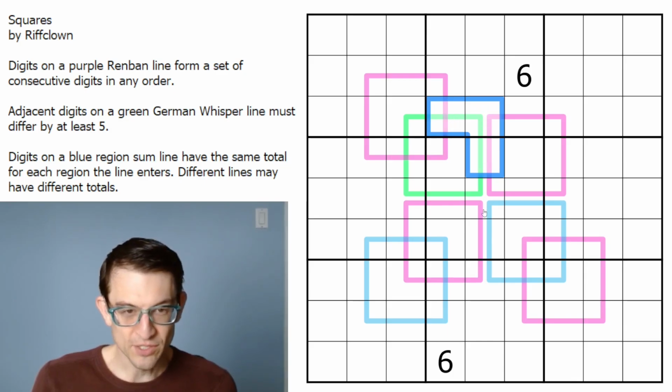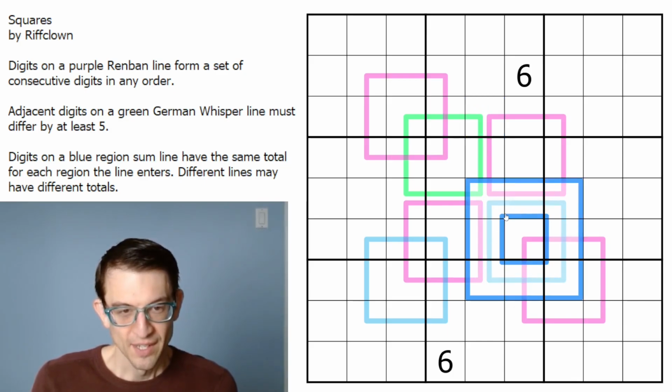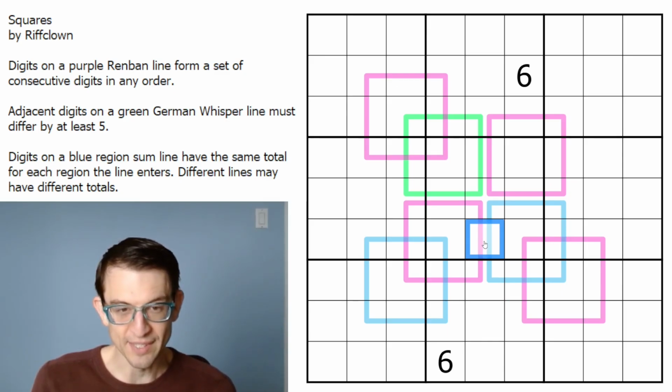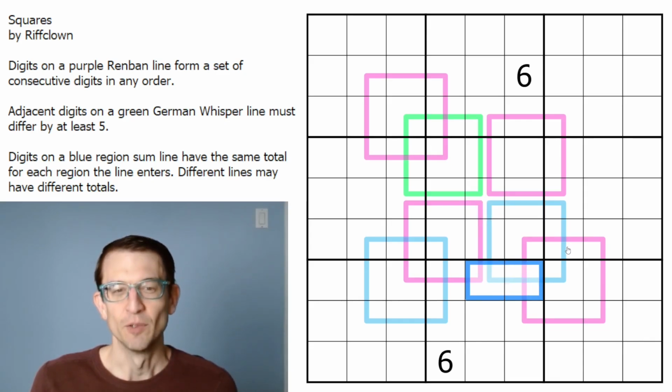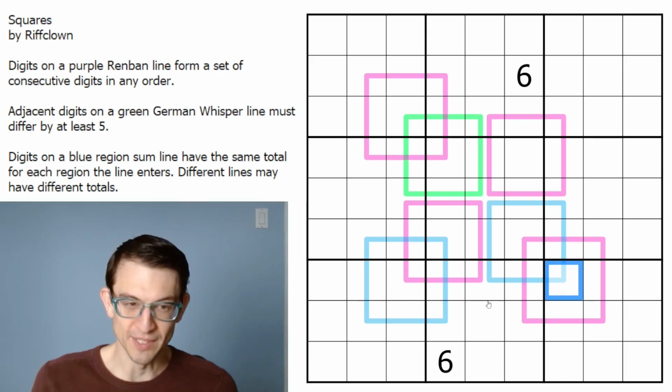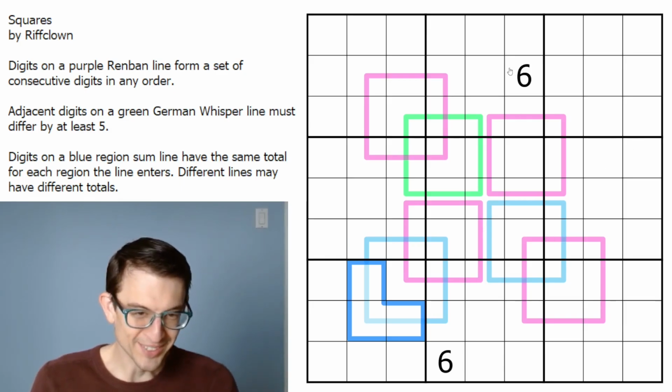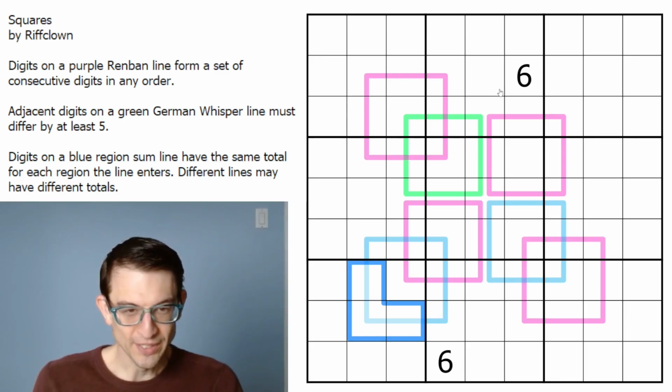And then the blue lines are region sum lines. What that means is that the sum of the digits that the line crosses within each box is the same across boxes. So these 3 digits of this square will total to the same sum as those 2 digits, which will also be the same as those 2 digits, will be the same as this digit. Same here, this digit will be the same as these 2, same as these 2, same as these 3. And those are the rules, the non-Sudoku rules. So let's get into it.